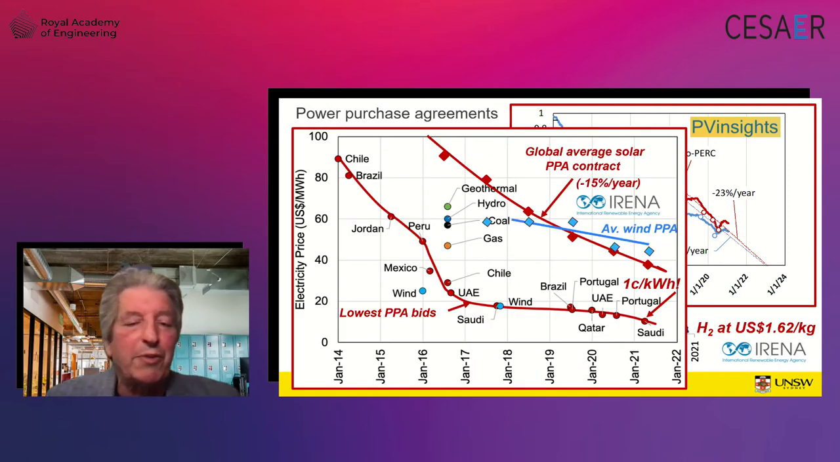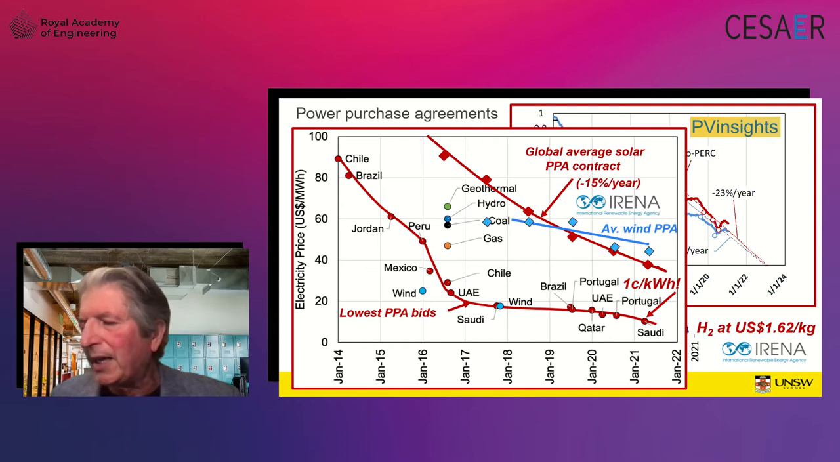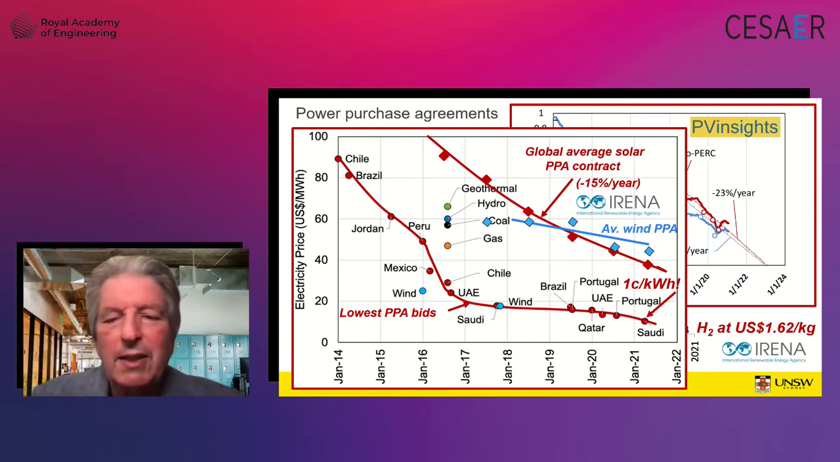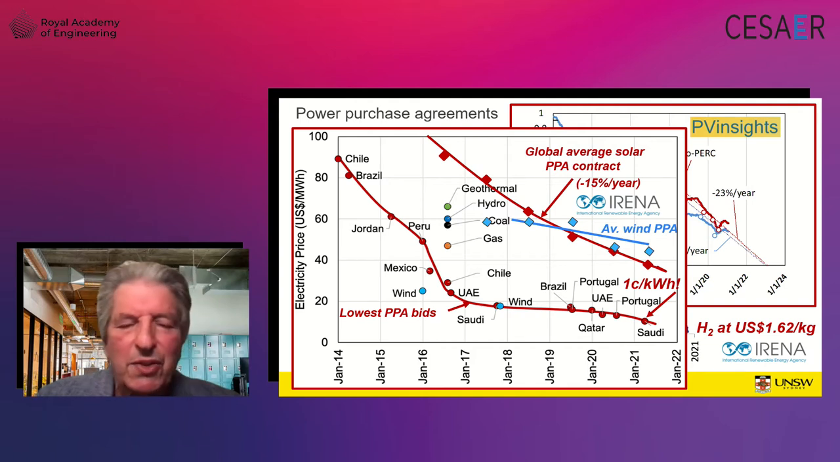This graph's very busy, but it shows other real-world data, the price people are paying for electricity supply through power purchase agreements, where you contract for the supply of electricity for a 15 or 20-year period generally. The lower curve shows the lowest bids that have been received for these agreements. They're generally conducted via an auction process, and the lowest bidder wins. You can see that that's dropped quite dramatically over the last 7 years or so.